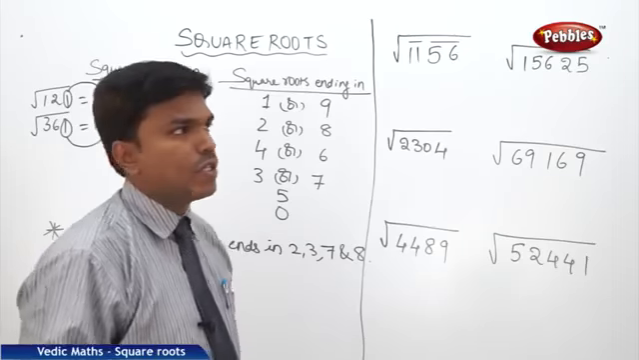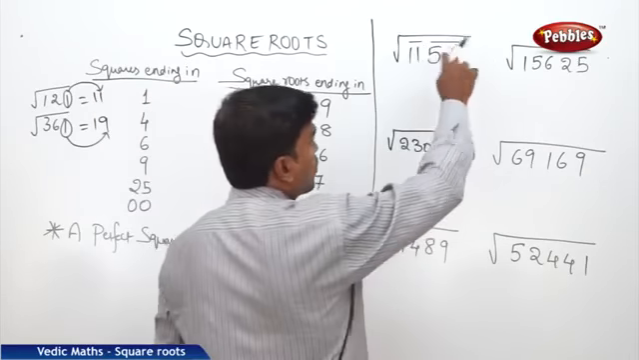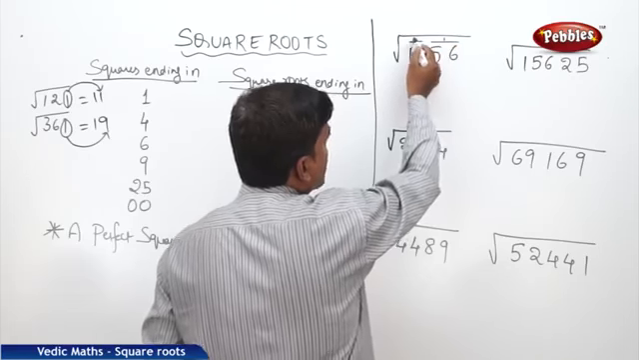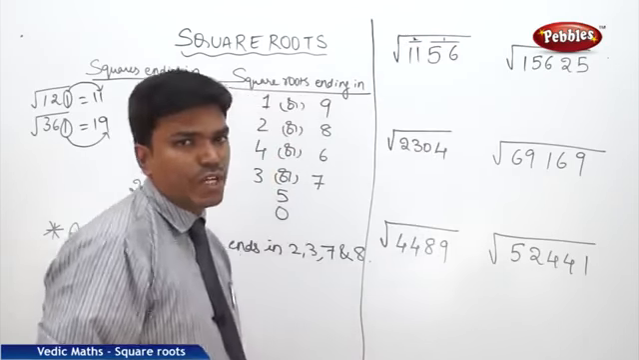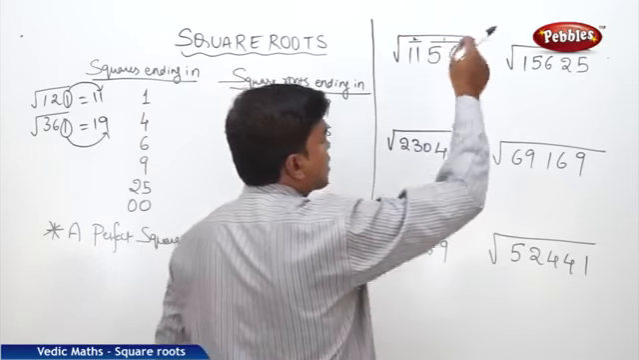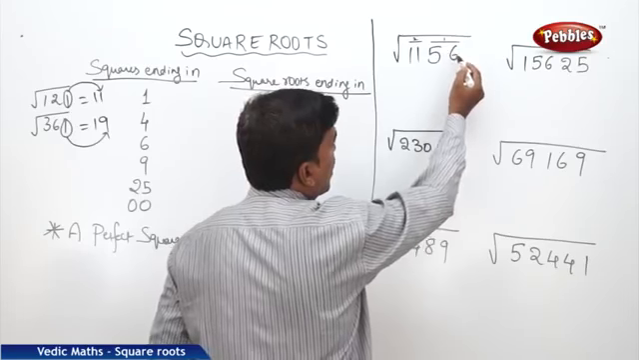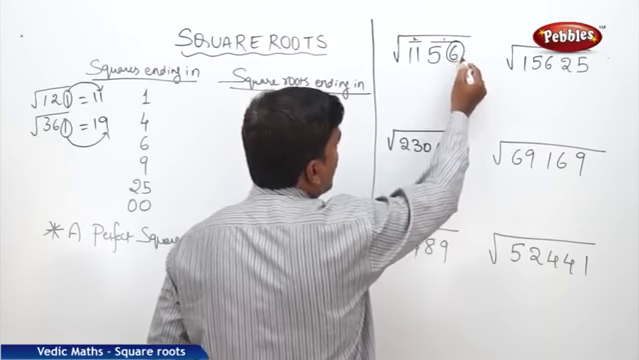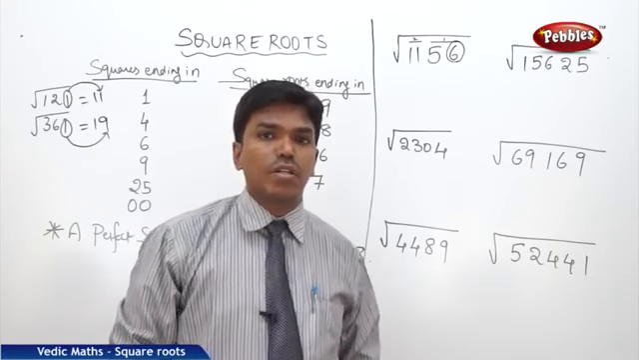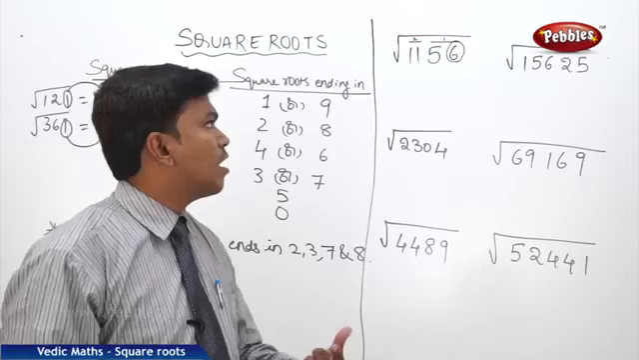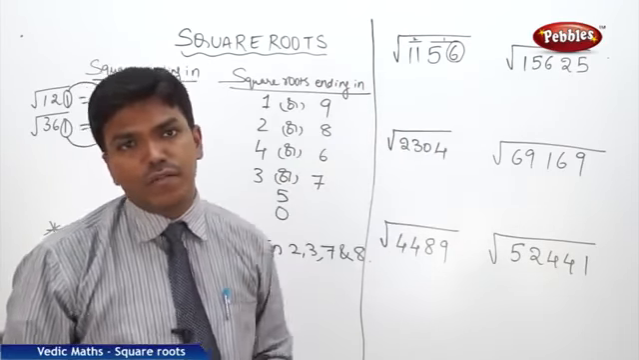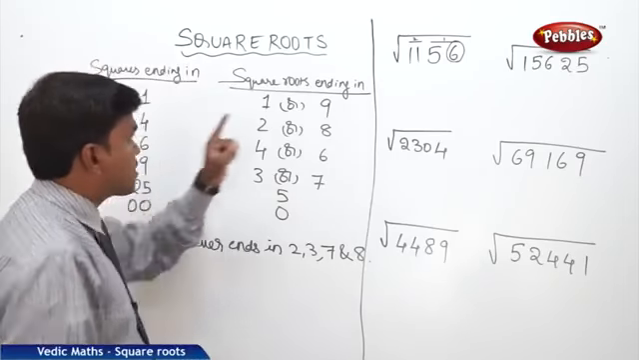Second step. After partitioning the number from the right side, this is the first partition and this is the second partition. Now, what is the second step? First of all, look at the end digit of the square number. What is the end digit of the square number? Or I can ask like this: the square number given under the root is ending in which digit? Ending in 6. Yes or no?